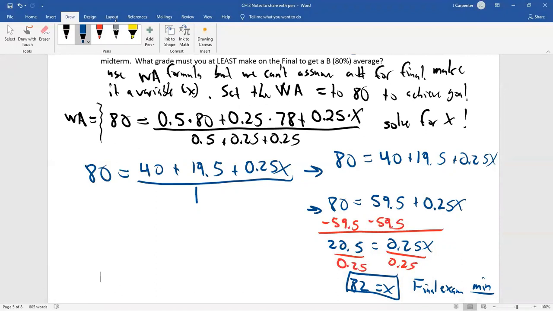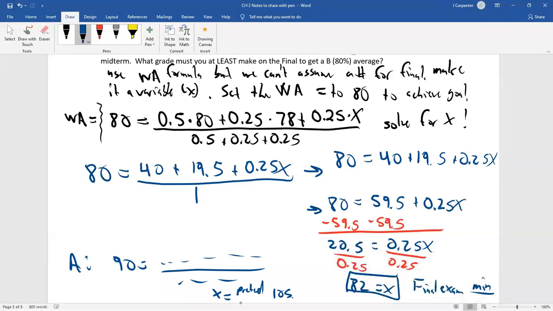What you might want to do for fun is go back and ask, what would I need to earn on the final exam if I want to get an A? So for an A, you'd go 90 equals, and then the right-hand side is literally the same thing. You'll solve it and you'll get an answer. Now, let's pretend we got 105. Can you actually get an A?